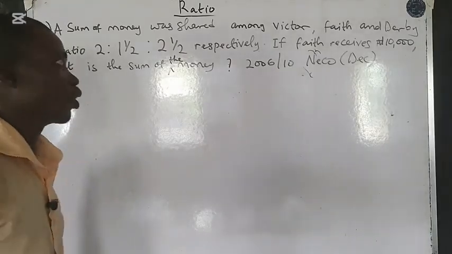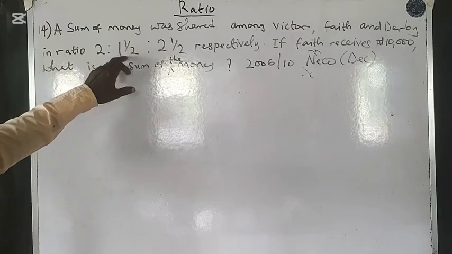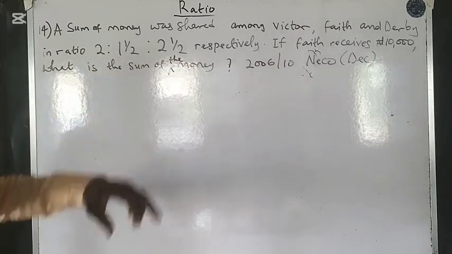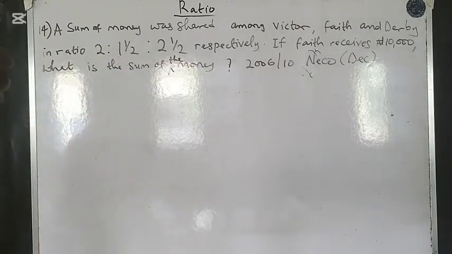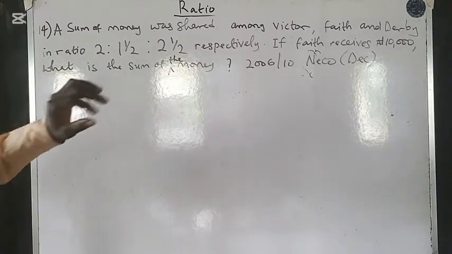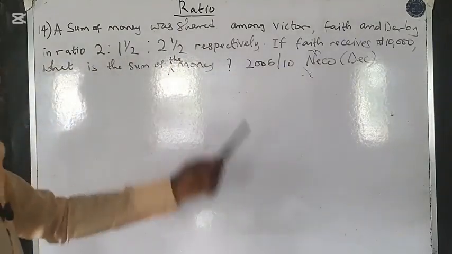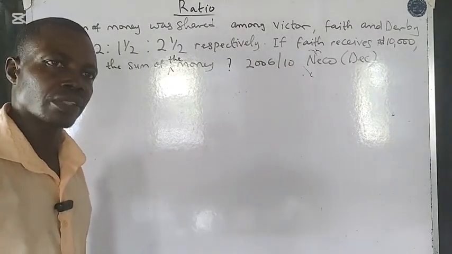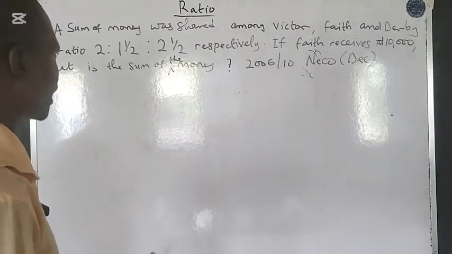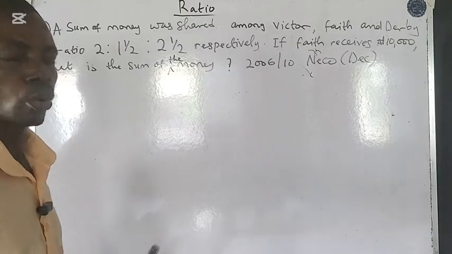So we have this question on the board. A sum of money was shared among Victor, Faith, and Debbie in ratio 2, 1.5, and 2.5 respectively. If Faith received 10,000, what is the sum of the money received? Now, the major problem is the ratio given to us. We're not given a whole number, we are given a mixed number. So what do we do about that? Is to convert this mixed number to whole number.